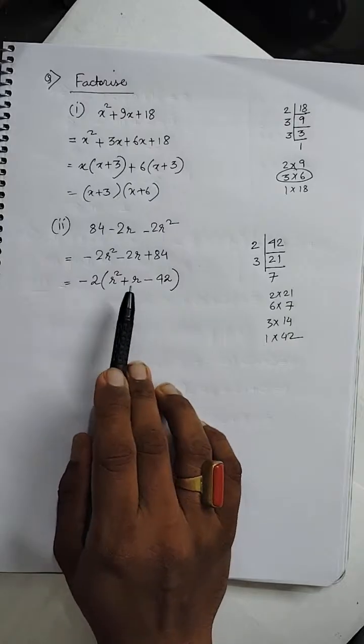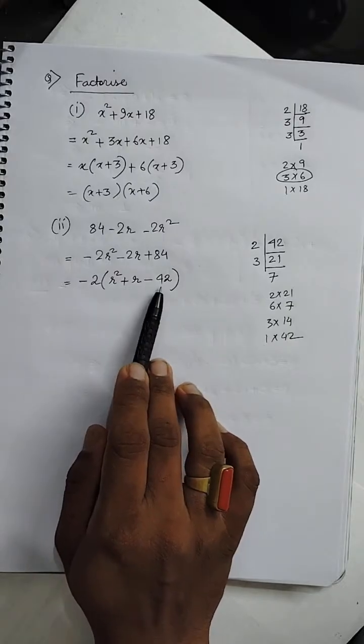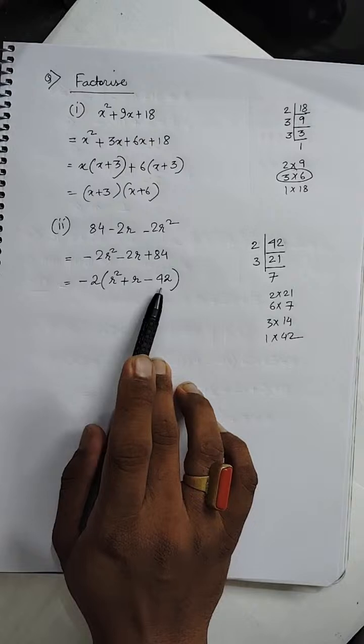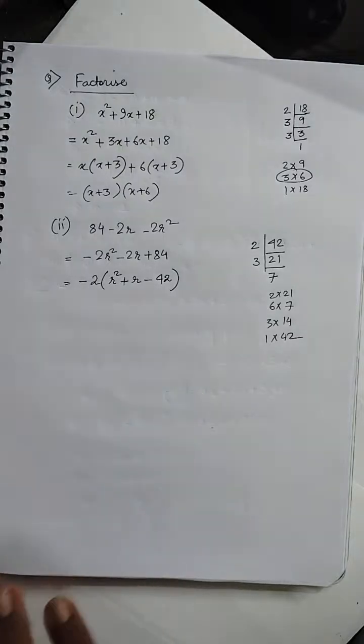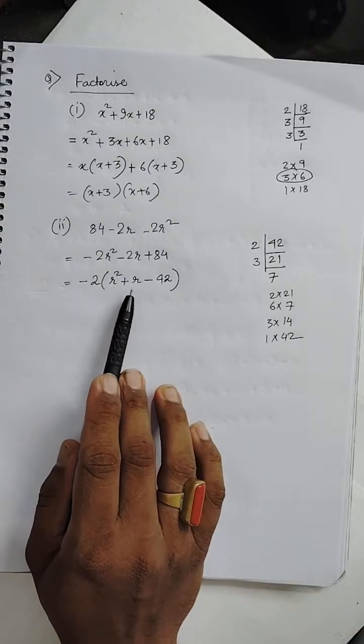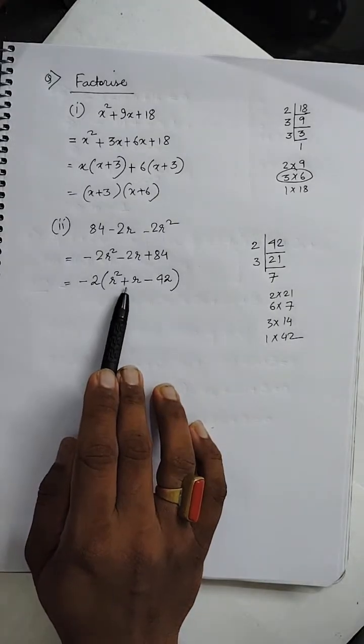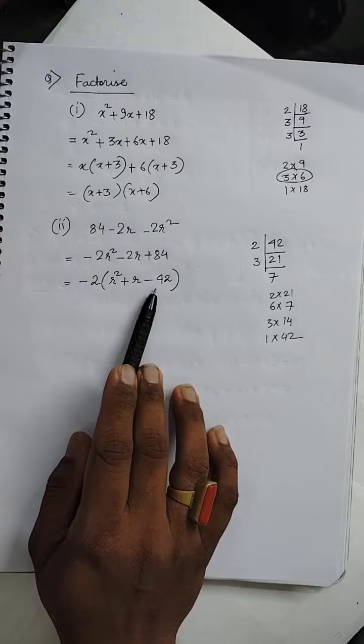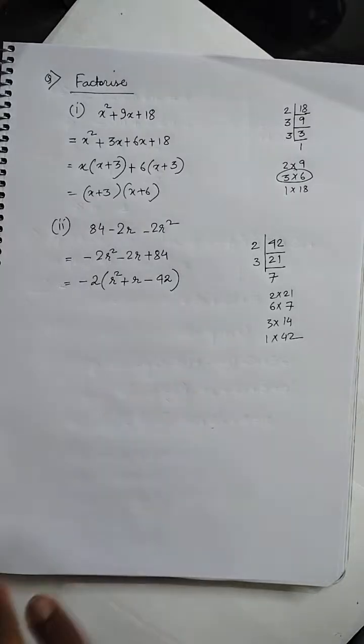Now if the middle term is positive and the constant number is negative, that means one number has to be negative for this. Okay? Did you understand the point? If the middle term is positive and the constant term is negative, that means out of the two factors one factor has to be negative.